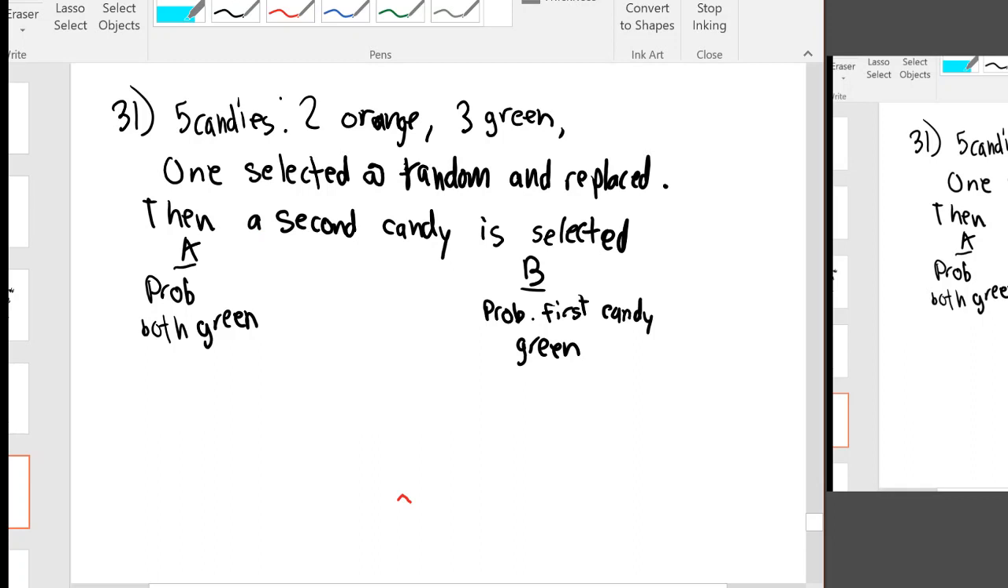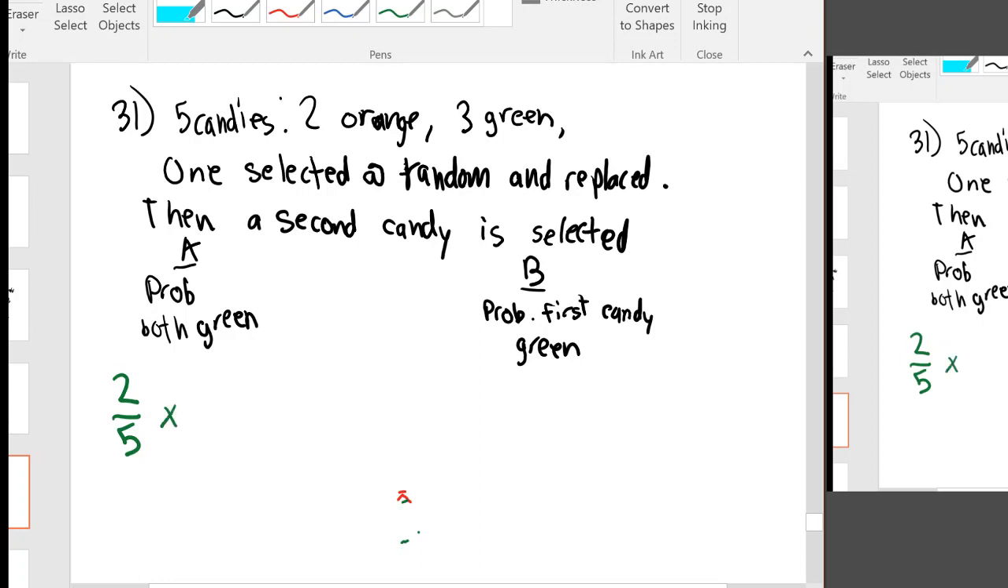All right, so the probability of them both being green, okay? Well, the probability of it being green, let's do this in green then, is 2 out of 5, right? So when I first do it, there's a 2 out of 5 chance that it'll be green, right? I take a candy out, right?